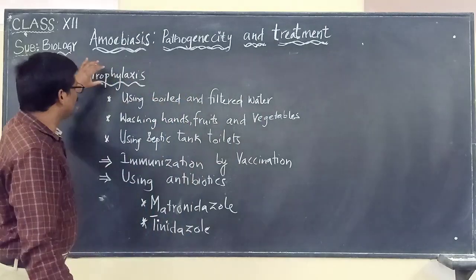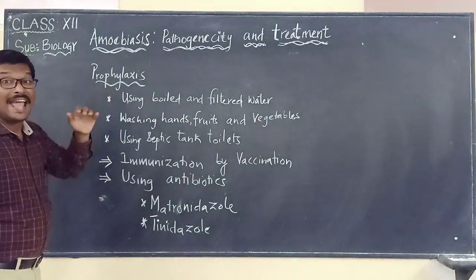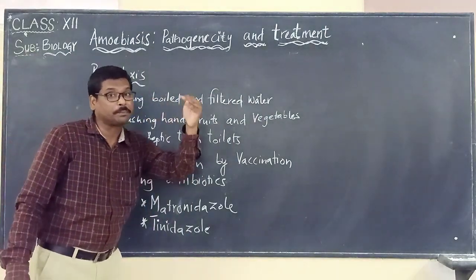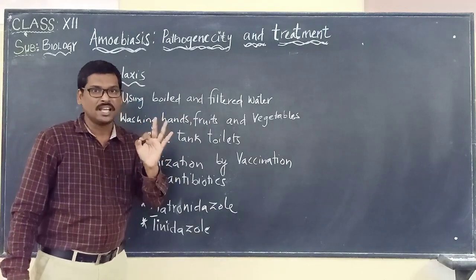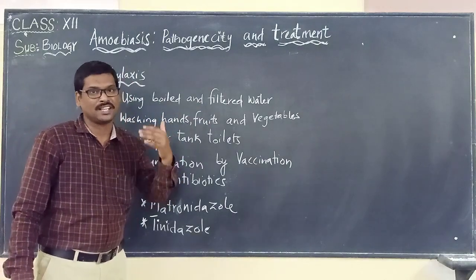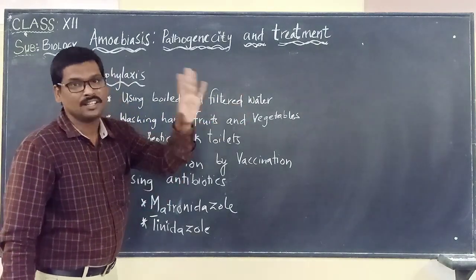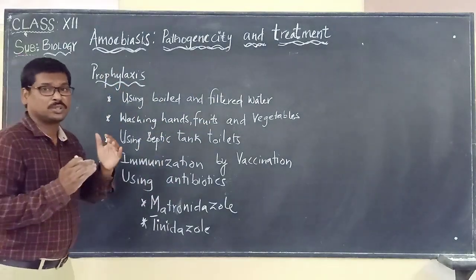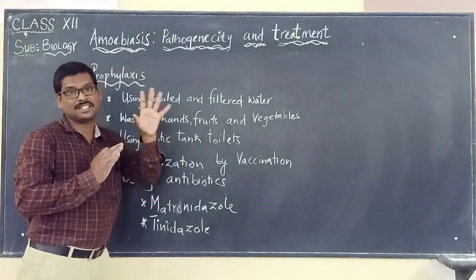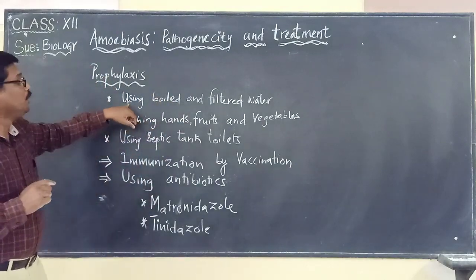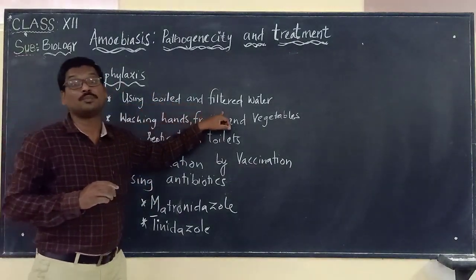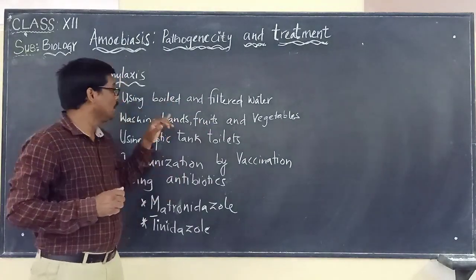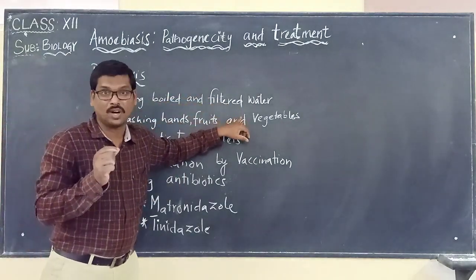Or otherwise, you can say that prophylaxis is an action that is taken to prevent that particular disease. Prophylaxis means action or treatment that is taken to prevent that particular disease. So here, the basic thing that we should follow to prevent this disease called amoebiasis is using boiled and filtered water for drinking.